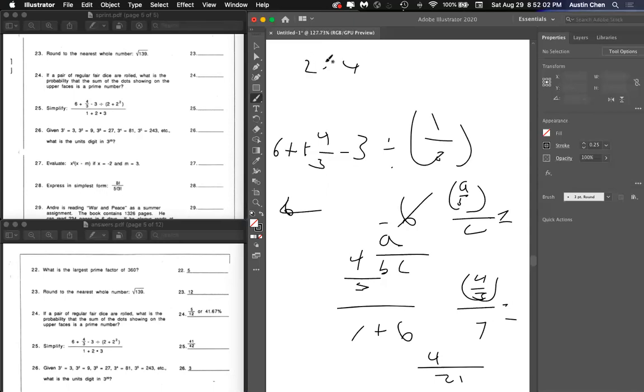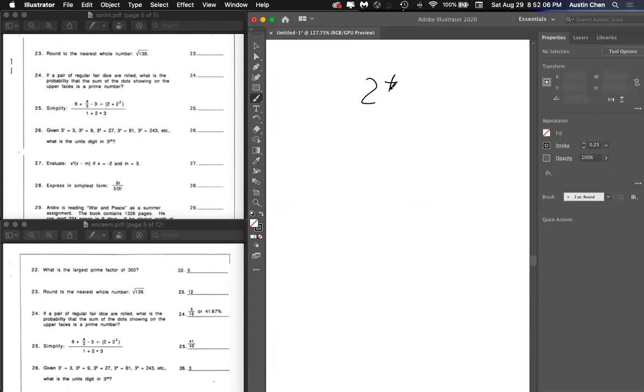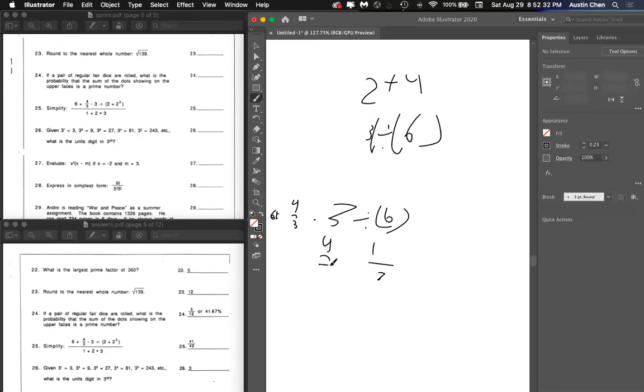Let's start over. We have 2 plus 4, that is 6. We have 3 divided by 6, and that's subtracted. And we have 6 plus 4/3. 3 divided by 6 is 1/2. We have 4/3 minus 1/2 plus 6.